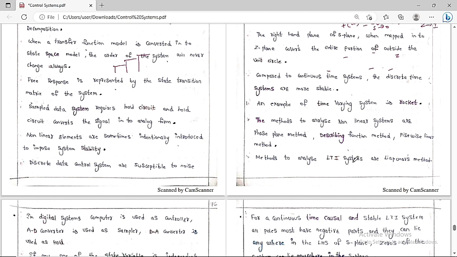We can say the methods to analyze the nonlinear systems are the phase plane method, describing function method, and the piecewise linear method. Whereas the method to analyze the LTI systems is the Lyapunov method. So this one you always have to keep in mind.